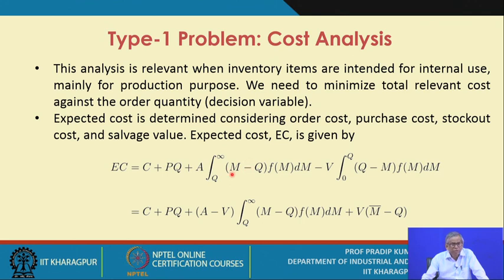So, what is M? M is the demand. So, M minus Q is basically the case where the demand is more and the order quantity is less. So, this M may vary from Q to infinity. So, this is a stock out case. So, this is the expected number of stock out units, M minus Q in f(M) dM. So, what is f(M)? f(M) is, against a particular demand M, the probability density function. Now, this is the cost, this is added, that is why it is positive.